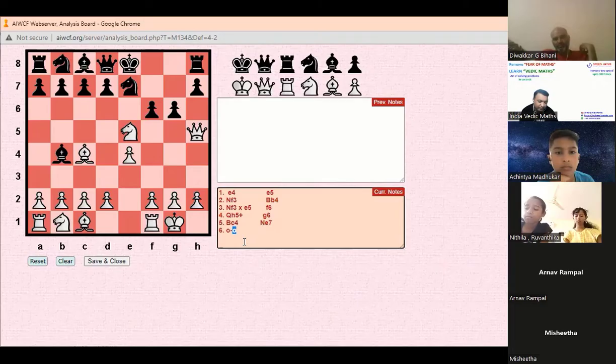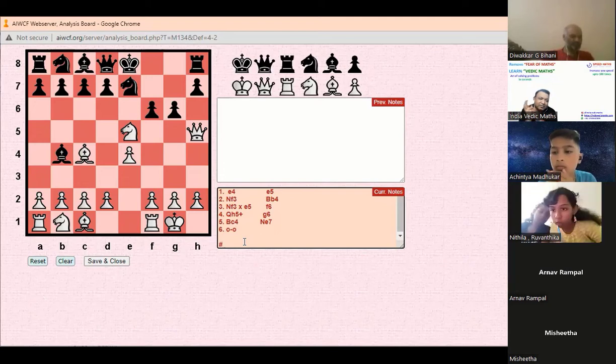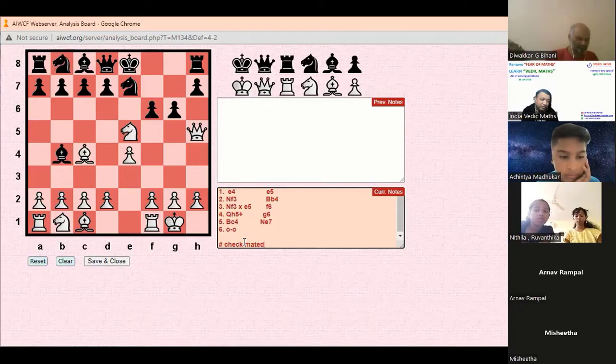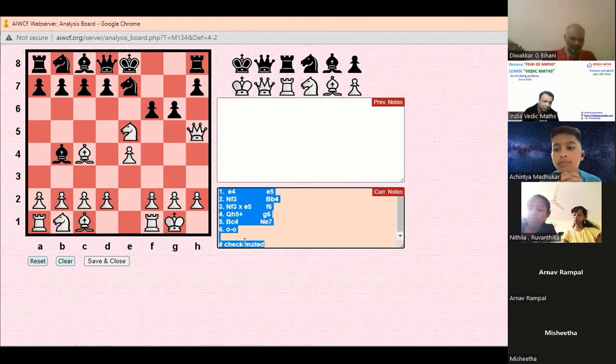Is there any symbol for checkmate also? No, the checkmate symbol is hash. Hash means checkmated. Very good question. Hash means checkmated, because after that nobody can move. So it will show you hash.